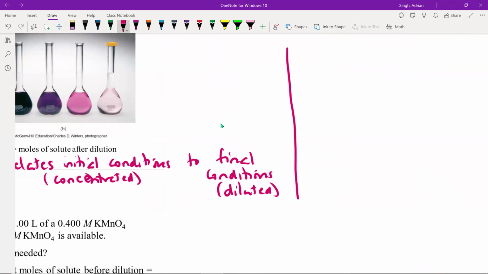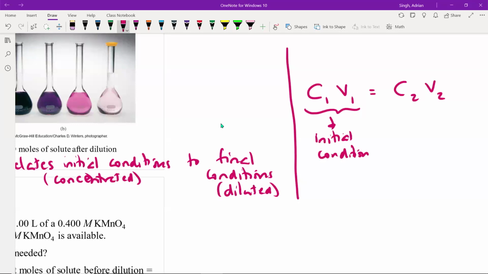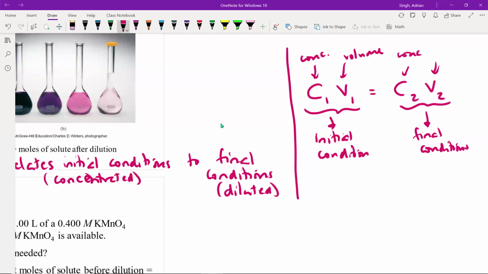So the equation goes like this. It goes C1 times V1 is equal to C2 times V2. And the ones here that we see as the subscripts, these are our initial conditions. So those are the concentrated solutions that we're starting with. The C here represents concentration. The V here represents volume. So if we multiply initial concentration by initial volume, we end up with the product of the final conditions. Again, the final concentration times the final volume.